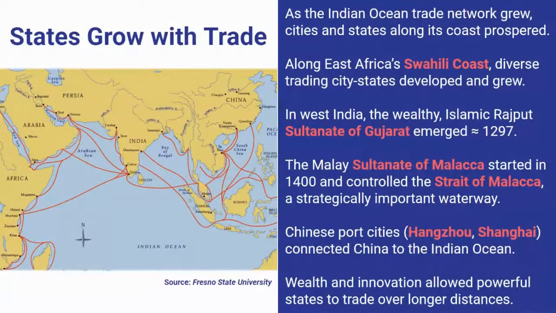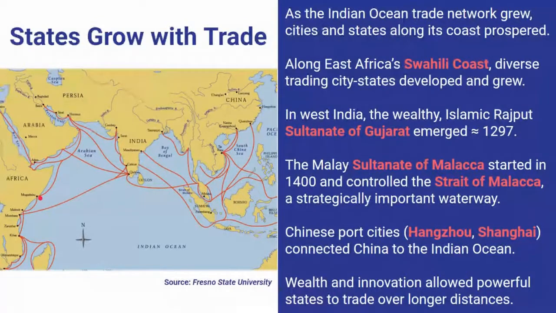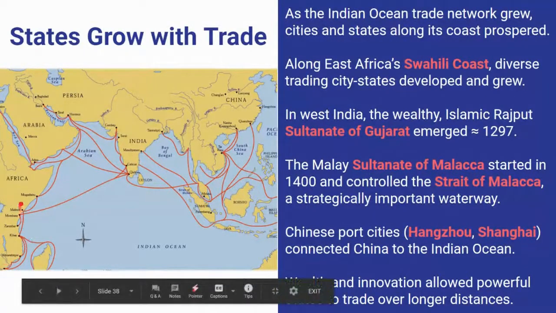So you need to understand that states grow as trade grows. As there's more trade, there's more people. As there's more people, there's more need for government, and so there's more government. Along the east coast of Africa, that's the Swahili coast. That's where you had those city-states that we talked about before, places like Sofala, Kilwa, Zanzibar, Mombasa, Malindi, and Mogadishu. Those are ones you should know, so they're along here.